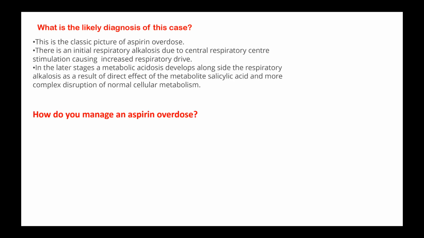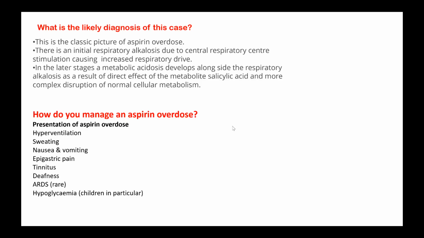So these are all case scenarios which I made in ASCII. Sometimes they can give you all these values and then have questions following that. So the presentation of aspirin overdose will be hyperventilation, sweating. That is how initially she presented, with a slight respiratory alkalosis. Then it turned severely acidotic, with sweating, nausea, vomiting, epigastric pain, deafness, etc.